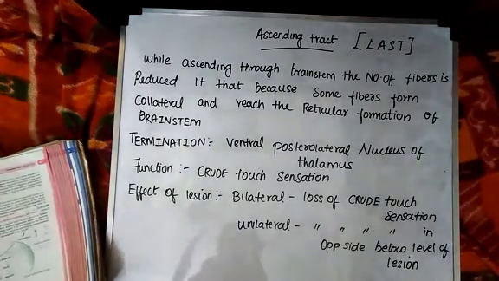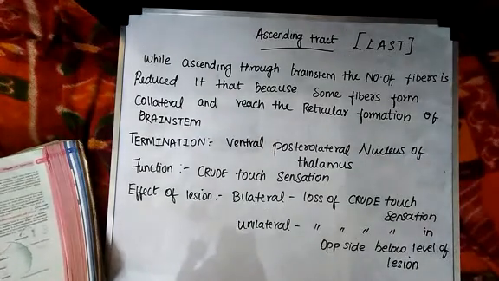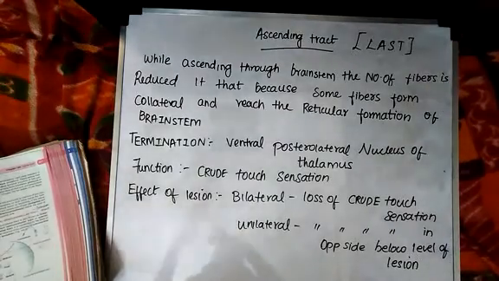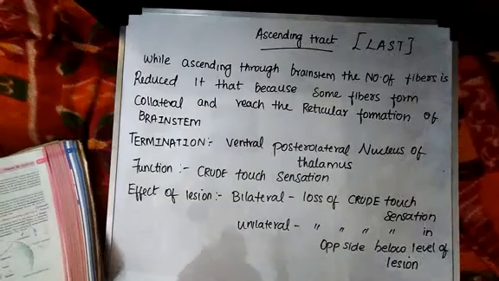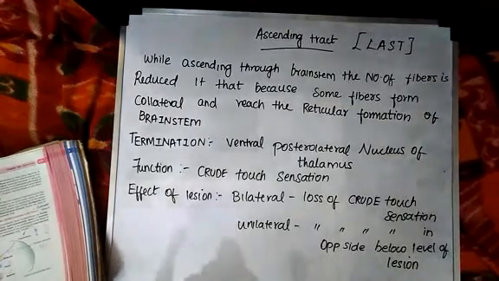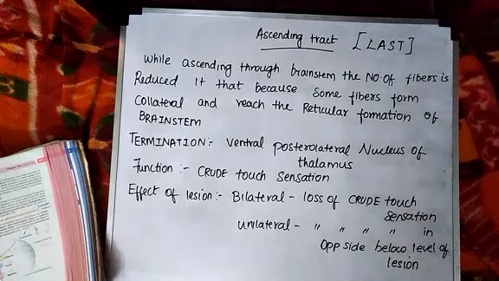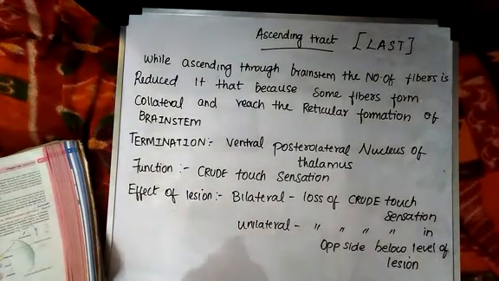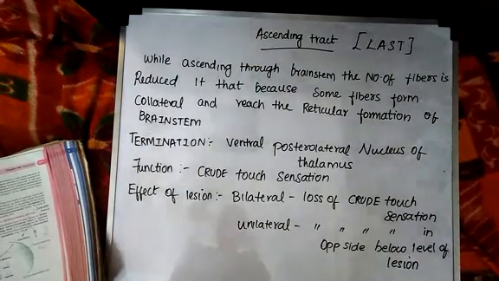If there is a cut in only one side, then the opposite side, as it is crossing, I already said it consists of crossed fibers. It crosses to the opposite side to reach the opposite side of the anterior white column. So there will be loss of crude sensation on the opposite side, that too below the level of lesion, not above the level of lesion. Okay, so this was the anterior spinothalamic tract. So now let us study the lateral spinothalamic tract, and with that I'm finishing today's video.